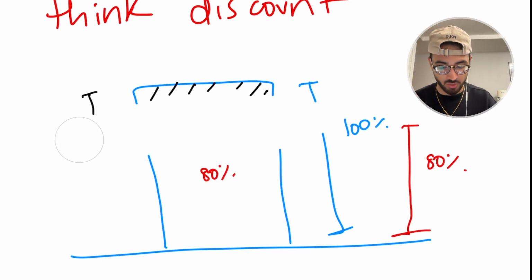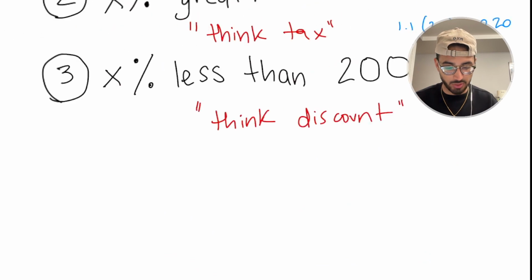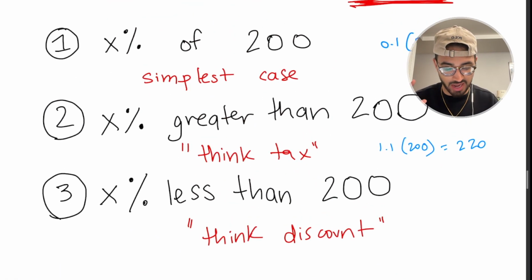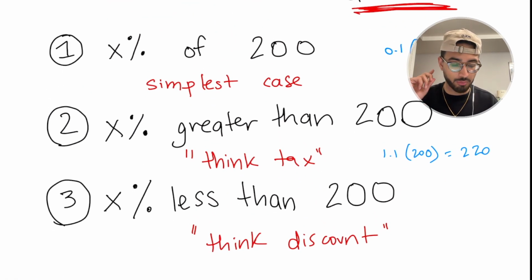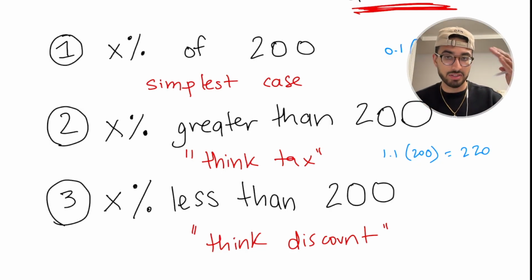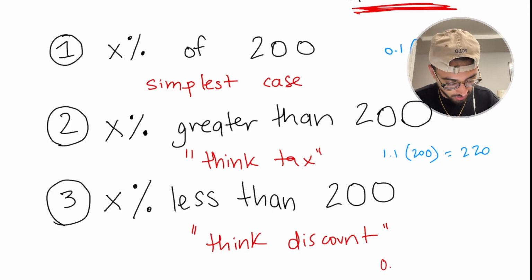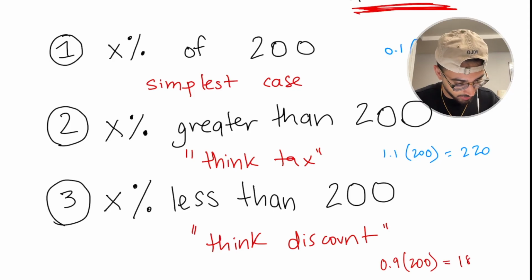So let's go back to the question up there, and let's do it as if you're paying 10% less than 200. I used 20% in the example, but let's be consistent and use 10% here. 10% less than 200 means 100% less the 10% discount, which means you're paying 90%, and you'd just pay 0.9 times 200, which I think is 180.